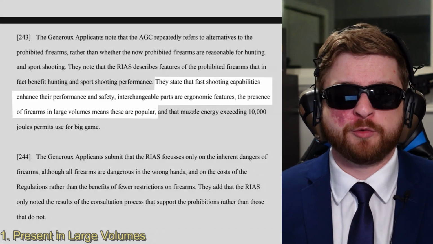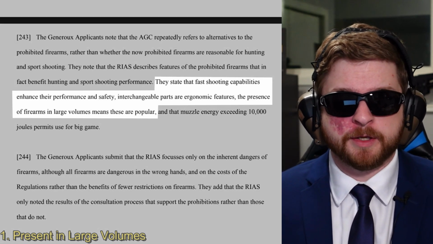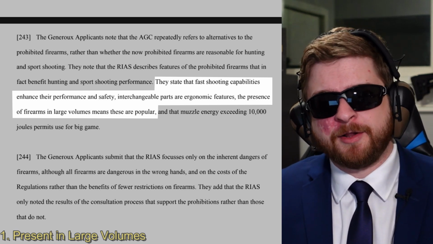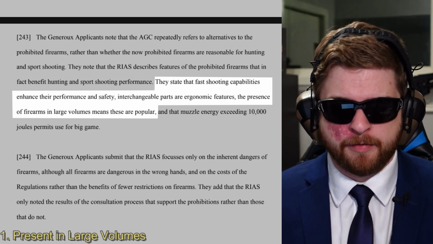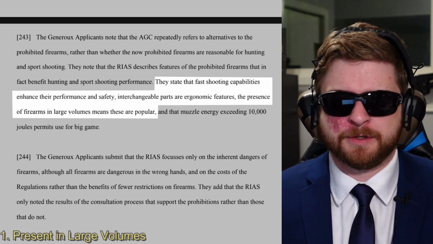It's entirely reasonable to suppose that the more effective a particular firearm is for hunting or sporting purposes, the more that firearm should expect to sell. Its popularity is actually directly a testament to its reasonableness for hunting and sport. And this was even brought up to Justice Kane in paragraph 243 of her ruling by the Généraux applicants, but as near as I can tell, it wasn't even addressed by Justice Kane beyond that. Which, I mean, that's pretty par for the course in this ruling.